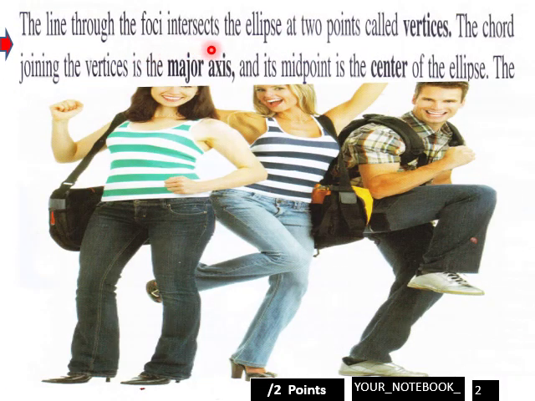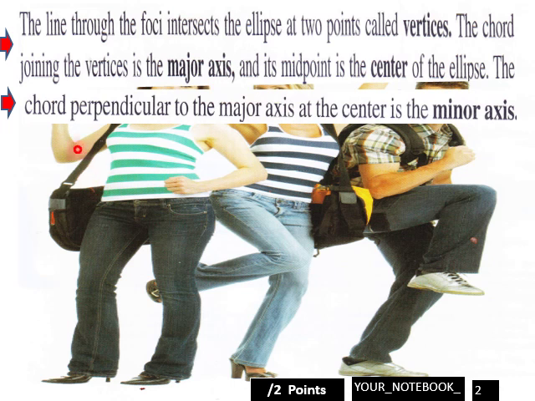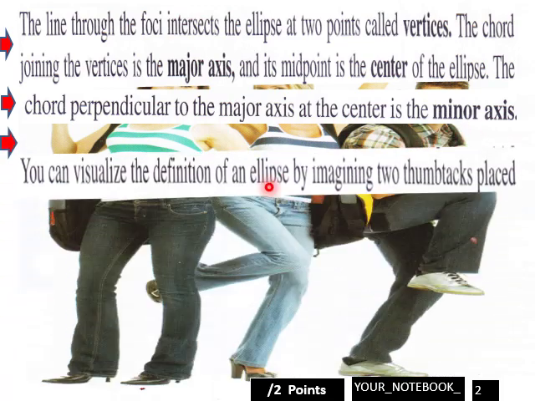The line through the foci intersects the ellipse at 2 points called vertices. The chord joining the vertices is the major axis, and its midpoint is the center of the ellipse. The chord perpendicular to the major axis at the center is the minor axis.